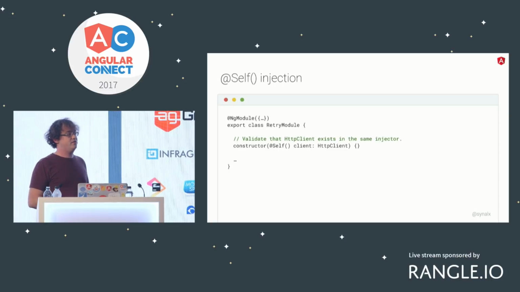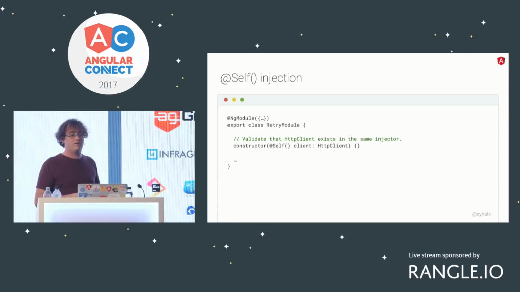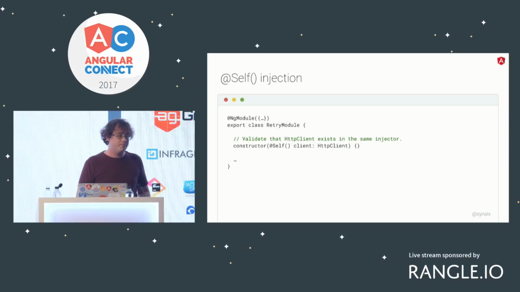And we can also tag this injection with this metadata, @Self. And what @Self says is only get this from the current injector, don't go up the hierarchy. So it makes sure that HttpClient exists in the same injector that we're binding our interceptor. And that's much better than failing silently if the user puts the module accidentally somewhere that HttpClient isn't configured. And so with this, we've accomplished all the goals we set out to design the Retry Interceptor. It's easy to configure, and it's safe to use.